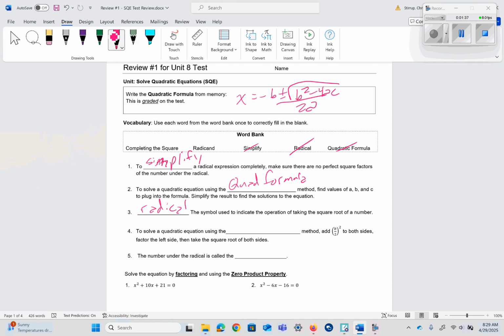Blank, the symbol used to indicate the operation of taking the square root of the number: radical. Okay, to solve the quadratic equation using the blank method, add b over 2 squared to both sides, and then factor the left side and square both sides. So complete the square. And then by logic, it should be radicand for that. The number under the radical is called the radicand. So make sure you know those, plug those in. I know on the last test we didn't worry about it, but on this one, we'll take care of it.